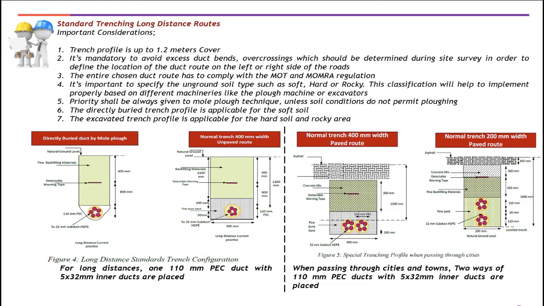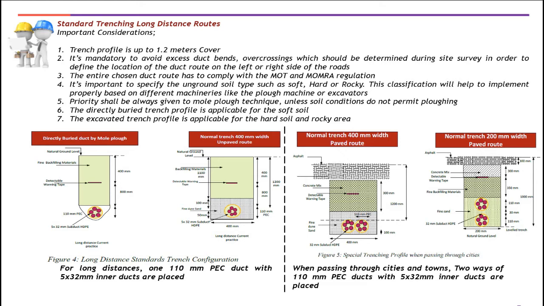Okay, so this corrugated 110 mm duct could be installed either in a standard trench of 400 mm width by 1.2 meter depth or in a special trench of 200 mm by 1 meter depth. But guys, please take note that the 1 meter depth is up to the bed of the trench and not to the top of the duct.